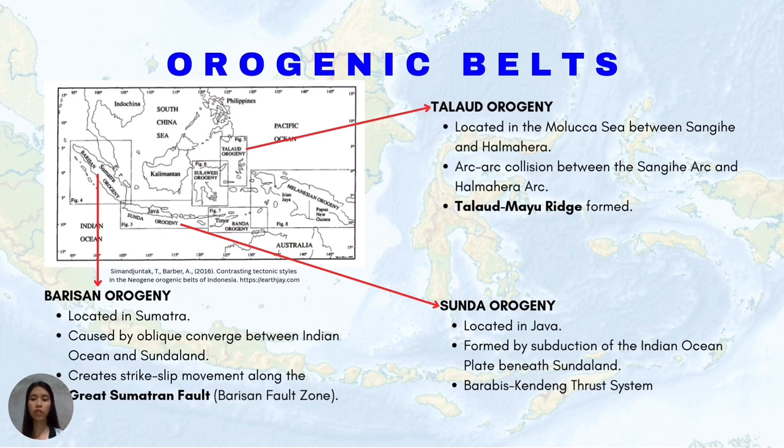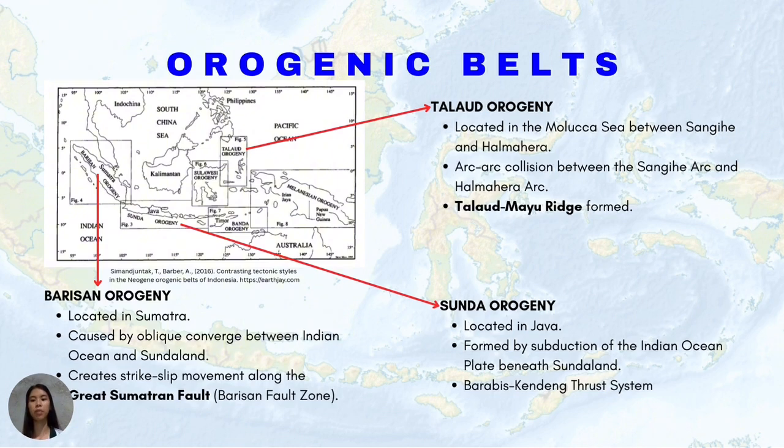There are also active volcanoes like Merapi, Semeru, and Rinjani. Its impact is high seismicity because of frequent earthquakes and volcanic hazard. The Sunda orogeny is also responsible for the volcanic inner arc in western and central Indonesia.